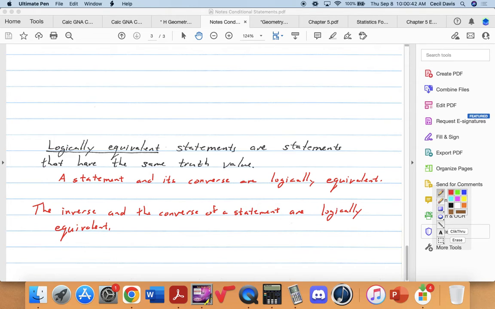Yes, sir. Would you consider the original as positive and the inverse and converse as negatives? Well, I don't know what you mean by negatives, because they can all be positive. They can all be true, or they can all be false.